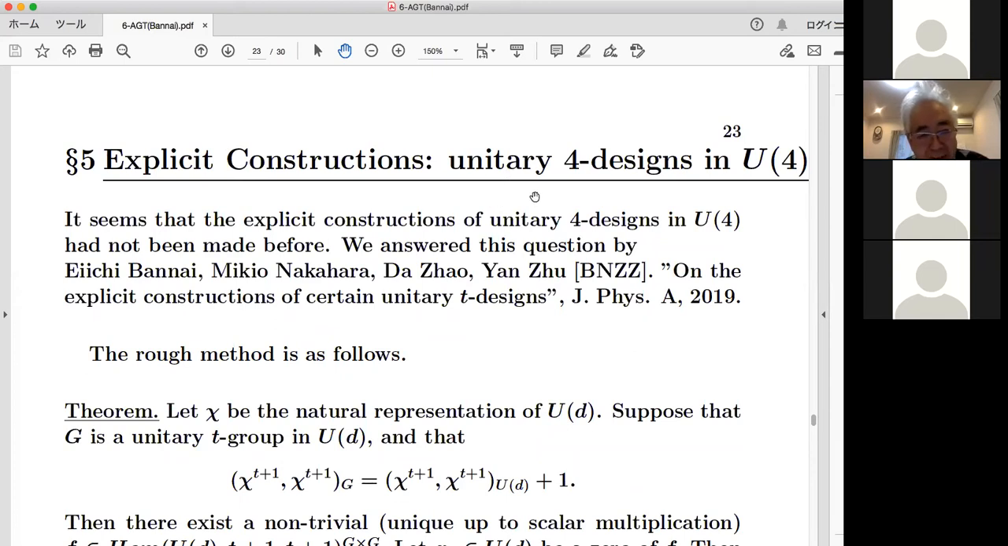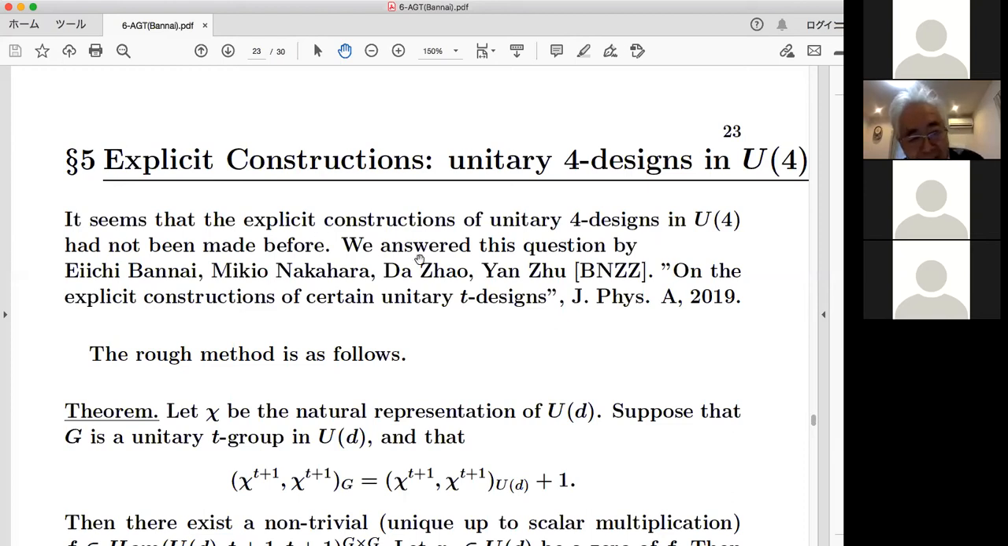Because in the physics community, this was kind of difficult to find such examples. This is a first challenging, first interesting case to challenge the problem. So the explicit constructions of unitary 4 designs in U of 4 was not made before.